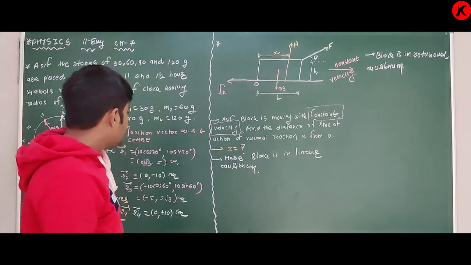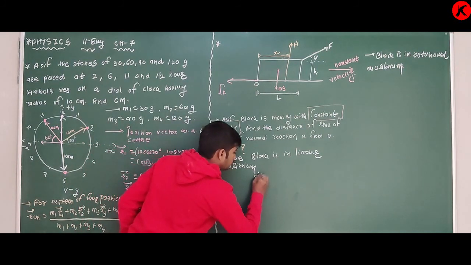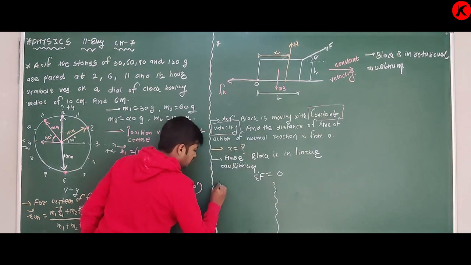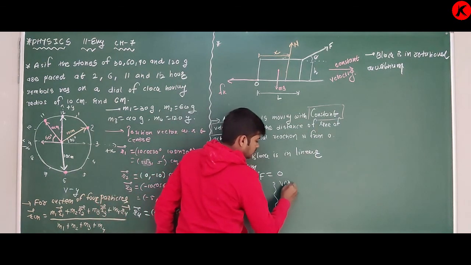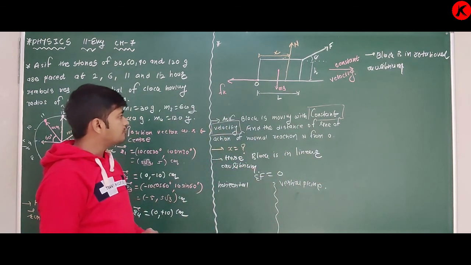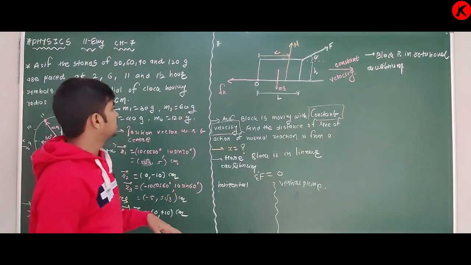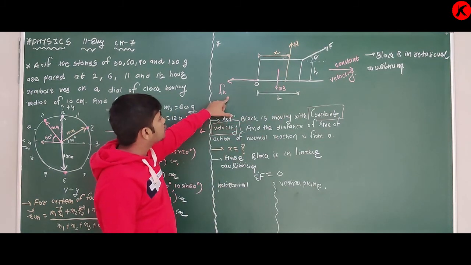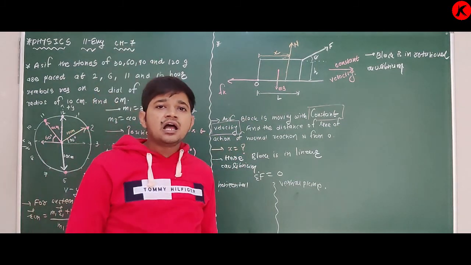Chalo. Now, the block is in linear equilibrium, so you know sigma F is equal to 0, first of all in the horizontal plane, and then in the vertical plane. So out of the given forces, which forces are in the horizontal plane and in the vertical plane? mg is vertical, Fk is horizontal, and F is at angle theta with the horizontal.